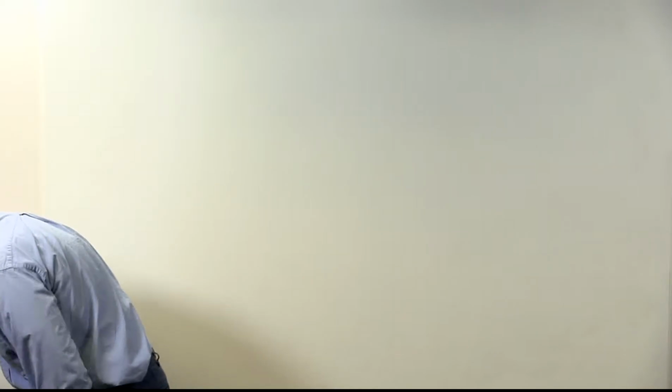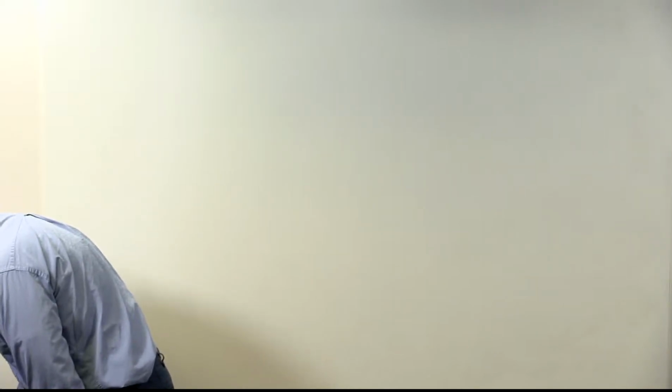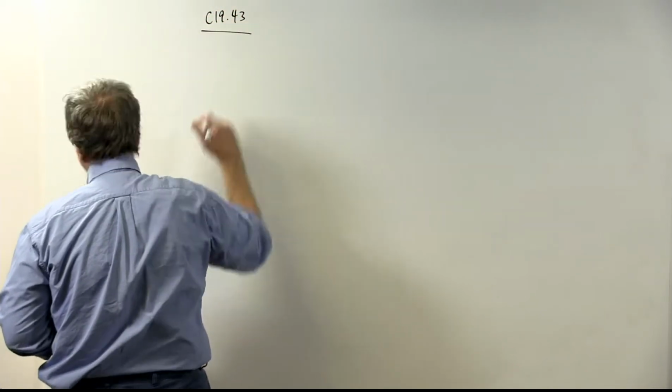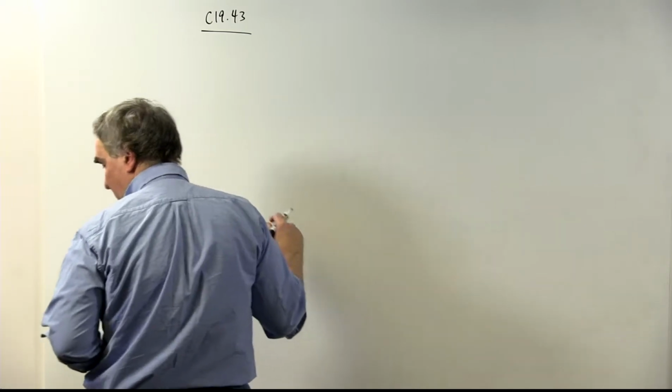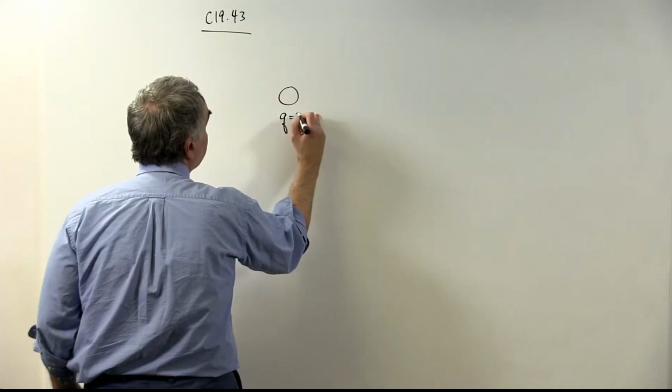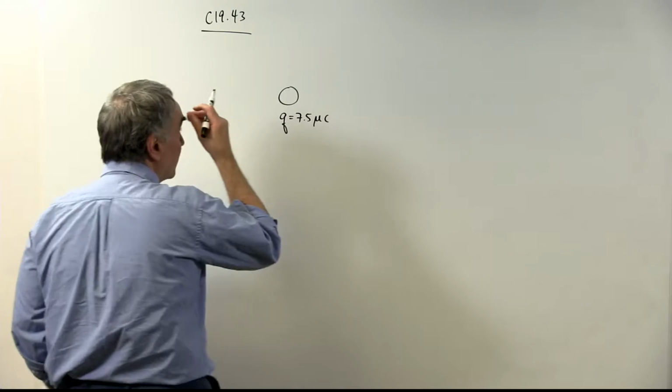Okay, so this is problem number 43 in chapter 19, and the question reads, what is the magnitude of the electric field produced by a charge of magnitude 7.5 microcoulombs at a distance of 1 meter and at a distance of 2 meters? Very, very simple problem, but it's always good to start simple, and that's what we're going to do. So it tells us that we have a charge here of Q equals 7.5 microcoulombs.